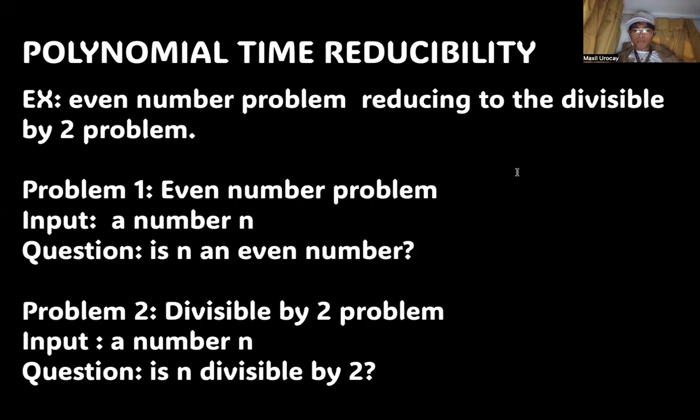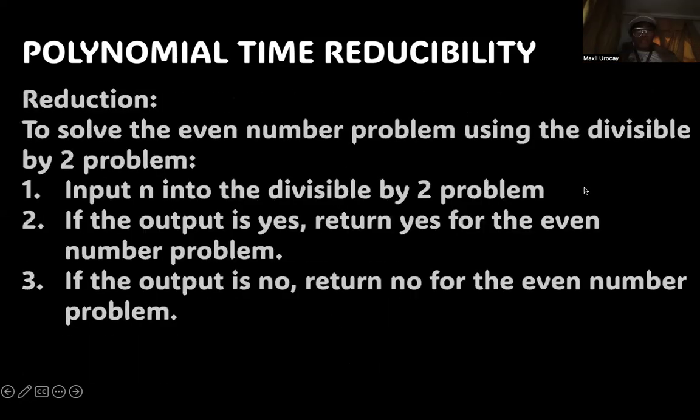So, problem one, the even number problem. The input is a number n, and the question is: is n an even number? And for problem two, the divisible by two problem, the input will be a number n, and the question is: is n divisible by two? We'll see that later on. Now let's move on to the reduction.